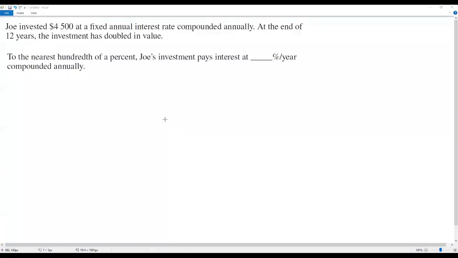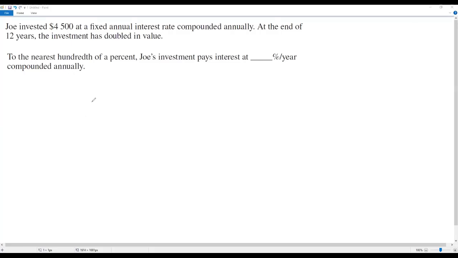Here we have a pre-calculus problem on compound interest. Okay, let's go over the question. Joe invested $4,500 at a fixed annual interest rate compounded annually. At the end of 12 years, the investment has doubled in value. To the nearest hundredth of a percent, Joe's investment pays interest at blank percent per year compounded annually.